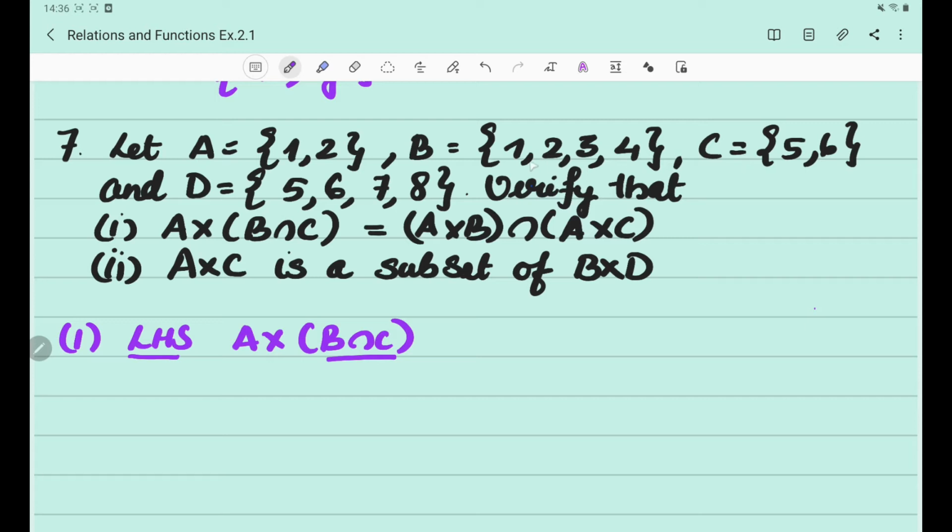So what is B intersection C? Are there any common elements between B and C? Can you see any common elements? There are no common elements, right? So B intersection C is the empty set phi. So A cross phi is again what? Phi itself. Okay, so now we have found the LHS. Now we have to find the RHS of the equation.